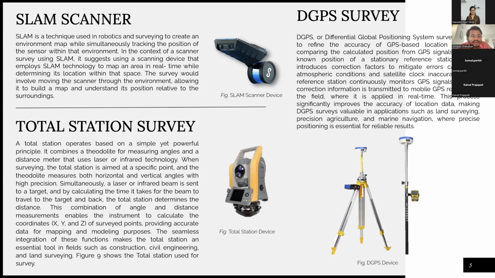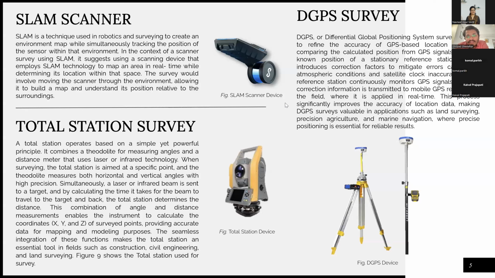The next one is the total station. It's a simple but powerful device which gives a combination of angle and distance measurements through the combination of a theodolite, which measures angles, and a distance meter that uses laser or infrared technology for measuring distances. The seamless integration of these functions makes the total station an essential tool in fields such as construction and civil engineering.